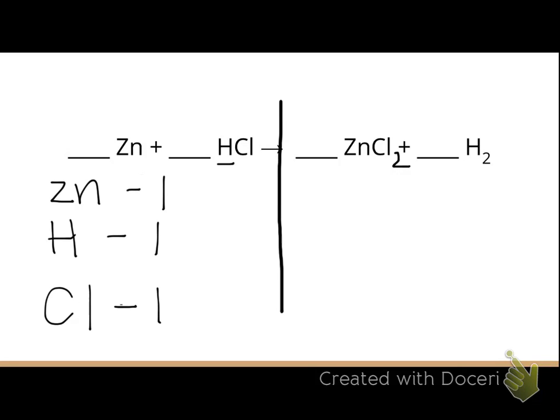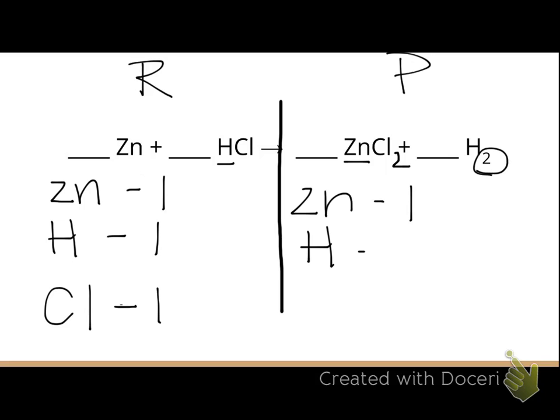Moving on to our next side. On our products, remember these are your reactants, these are your products. Reactants over here, zincs, I have one. I like to keep them in order, so I did H next here. So H's, I have two. And then chlorines, I have two. That's where I added that subscript there in that chlorine. Okay? So my zincs are equal. Okay, so that's great. One zinc on each side, ready to go. Hydrogens, not equal. Chlorines, not equal.